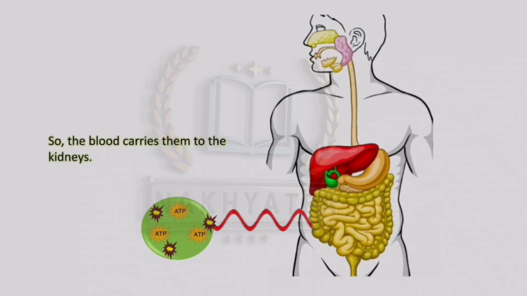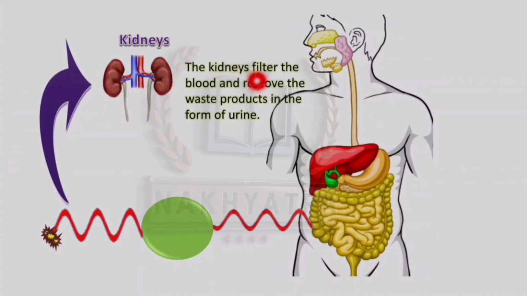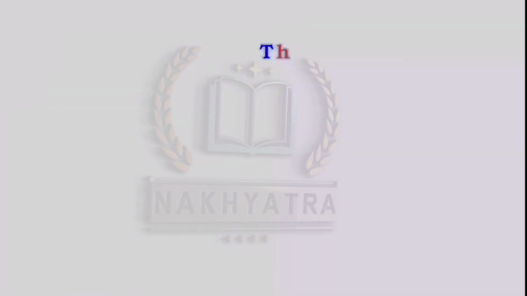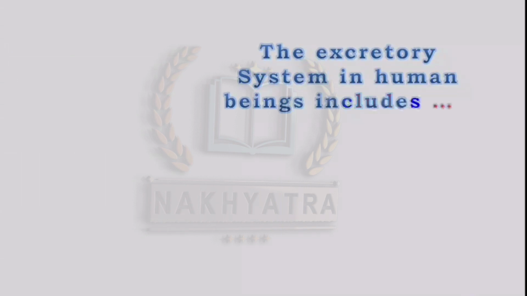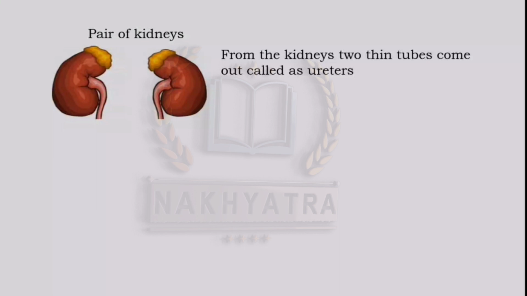So let us see how these harmful substances are eliminated from our body. The blood carries them to the kidneys. The kidneys filter the blood and remove the waste products in the form of urine. Now the excretory system in human beings includes a pair of kidneys.